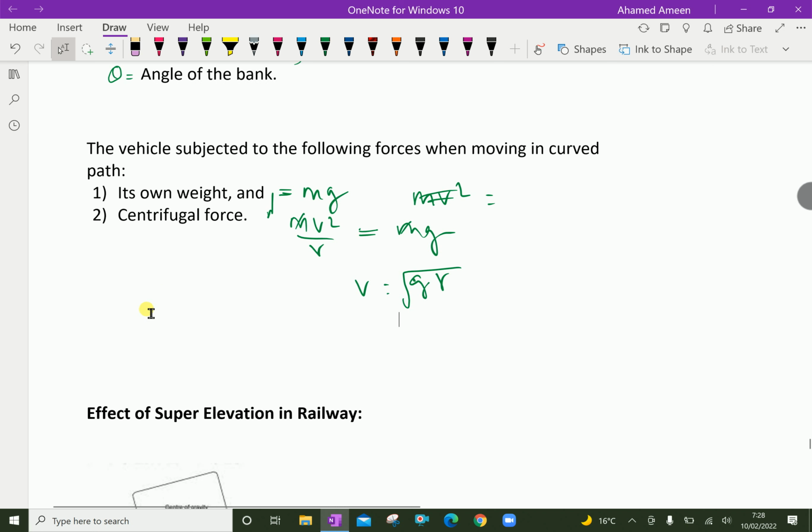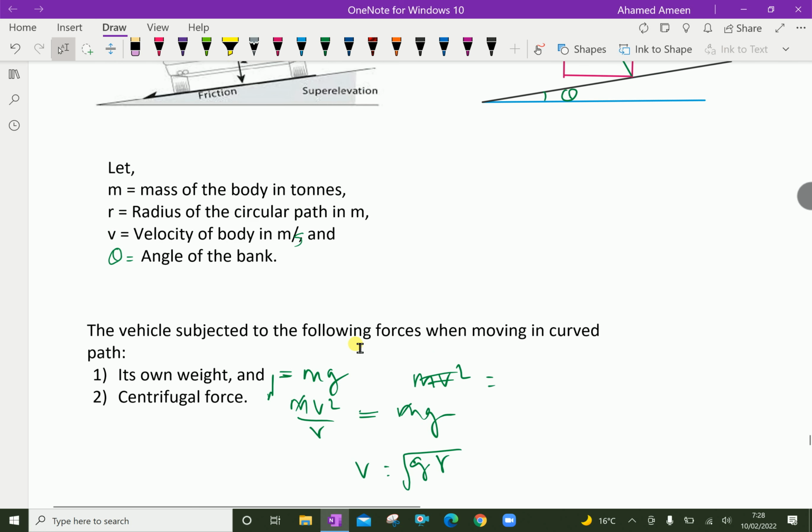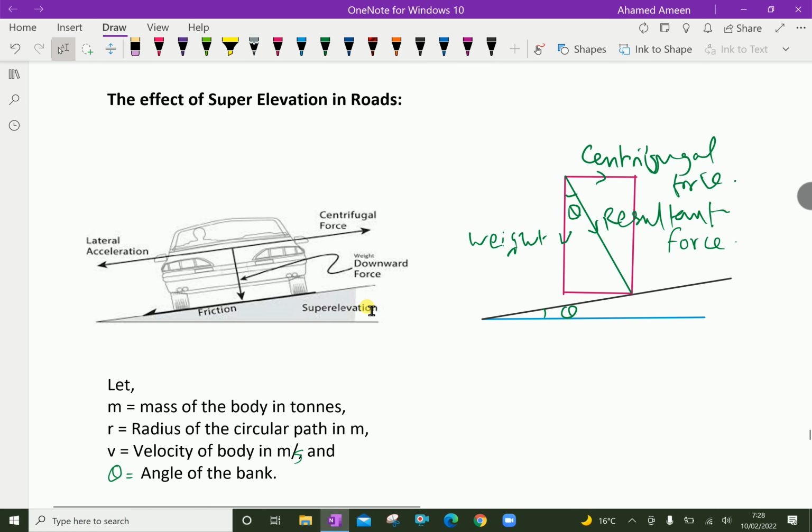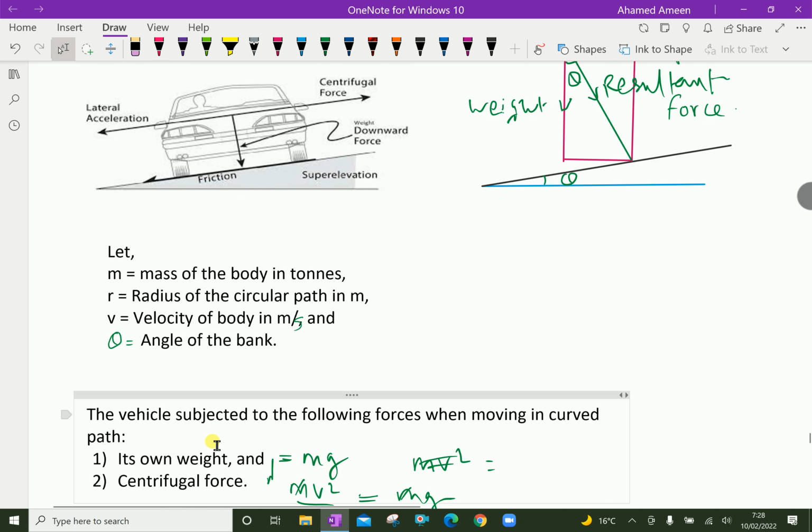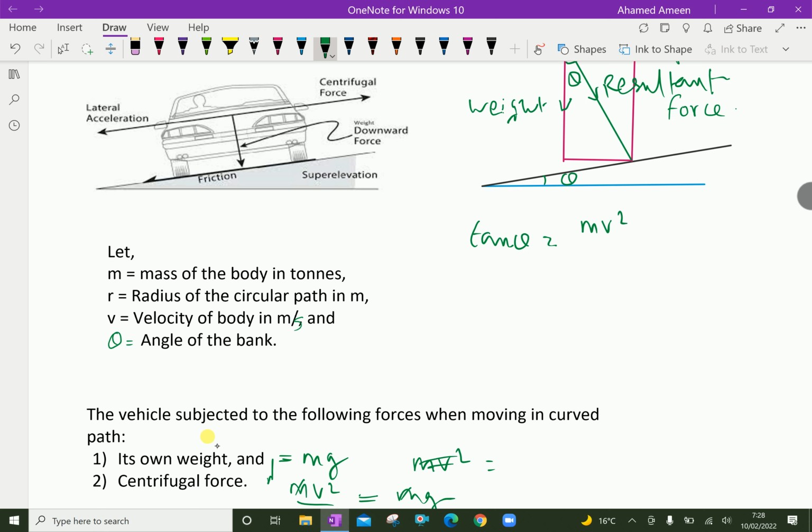Now we'll derive the formula for super elevation. Look at this figure. Here tan theta is the centrifugal force divided by the weight of the vehicle. Tan theta is the centrifugal force, that is mv squared by r, over mg, which equals v squared by gr.